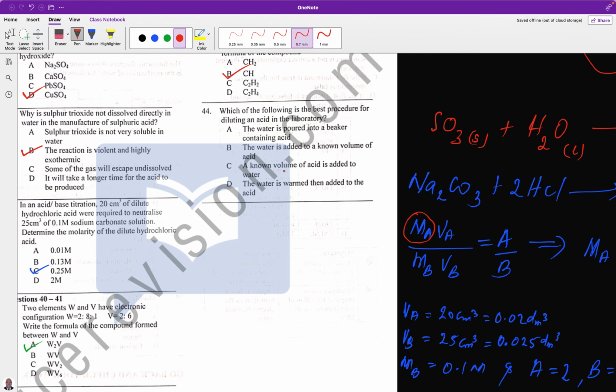A known volume that you need to dilute is added to the water. So our right answer is C. That is for safety reasons. For those working in the laboratory, it is not advisable to add water to the acid. It will splash on you. Water is less dense and it will splash. So it is preferable that a known volume of the acid is added to the water. There will be easy diffusion.